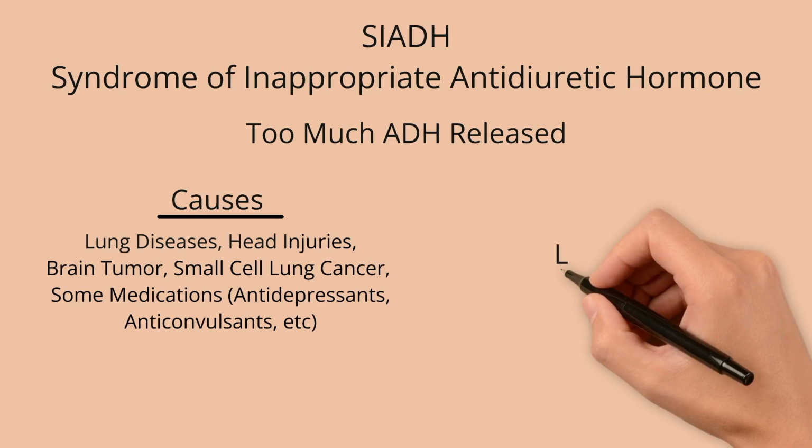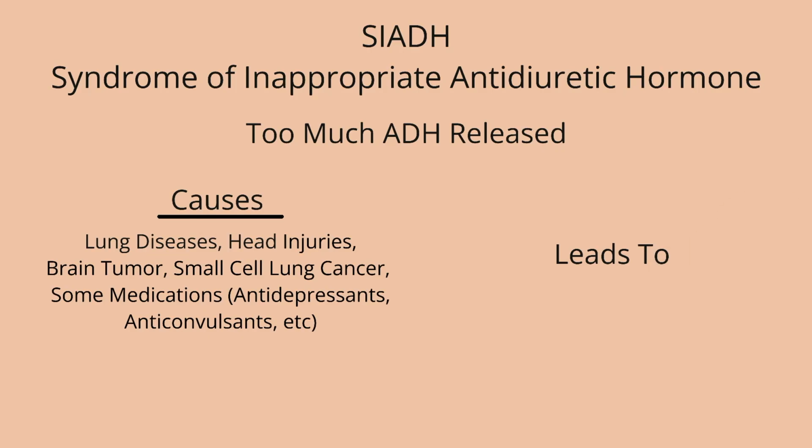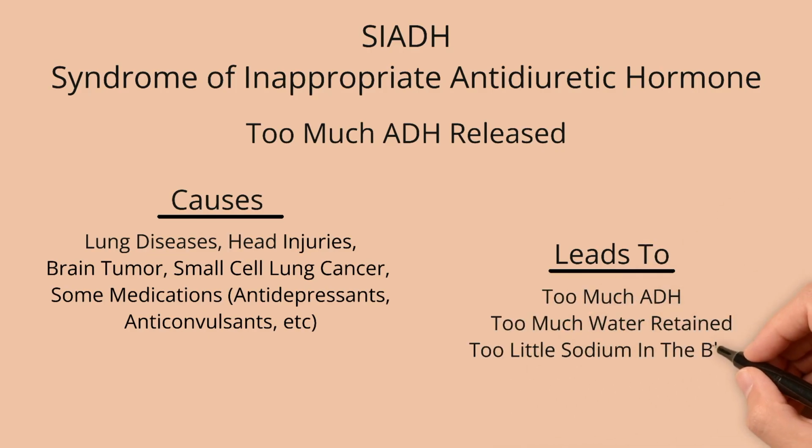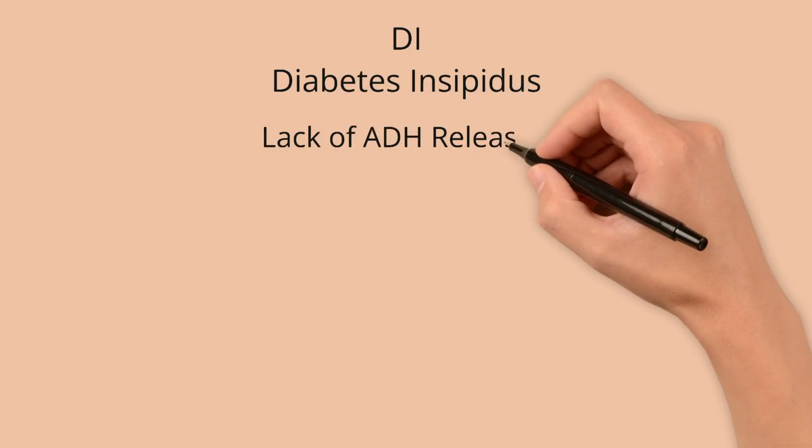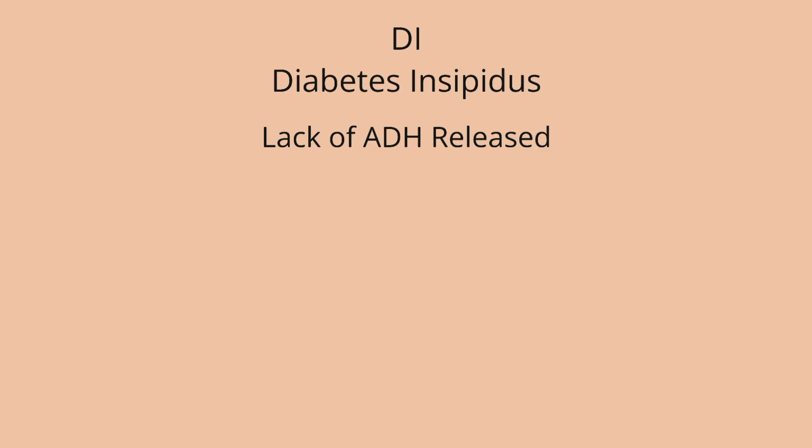Again, this leads to too much antidiuretic hormone, too much water retained, too little sodium in the blood, and concentrated urine. So let's move over to DI, or diabetes insipidus. This is a lack of antidiuretic hormone. Now, as a side note, even though there's diabetes in the name, it has nothing to do with blood sugars. So always keep in mind that diabetes mellitus has to do with your insulin and glucose levels, but diabetes insipidus has to do with your antidiuretic hormone and water.